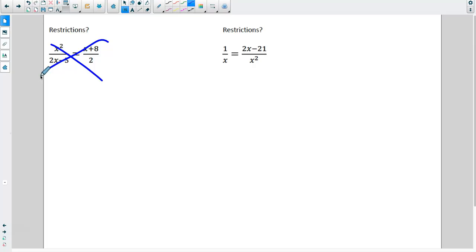Restrictions, what are they? Yeah, 0. The only restriction we have is x cannot equal 0. It works for that piece right there and that piece right there. So I just say x cannot equal 0. What's the easiest thing to cross multiply? Yeah, so we can multiply those two pieces and just get x squared. I multiply this other side, I got x, and then 2x minus 21.